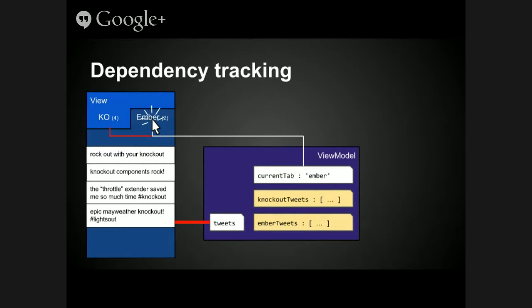How the subscribers know to update as opposed to not update? Well, Knockout only notifies the subscribers if they're... Yeah, exactly. It only sends out the notifications to subscribers of a change to that field. So there are individual subscriptions. It's not like one single subscription for all subscribers of all changes. It's individual. The computed observable subscribes to changes to current tab and to Ember tweets. So when one of those changes, it notifies.